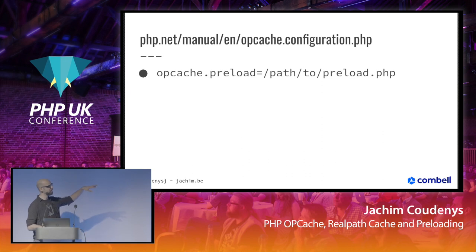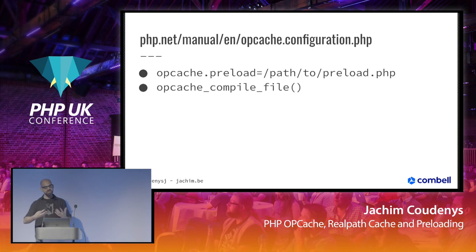So the configuration here, we only have one configuration option, and that's opcache.preload, where we just specify the path to a specific file, and that file will be executed. So that's the only thing it will do. It will start FPM. It will see the opcache preload. It will execute that file. Once that file has been completely executed, it will start accepting requests.